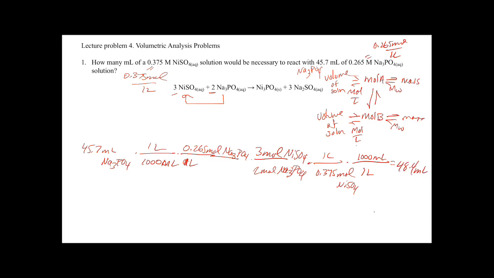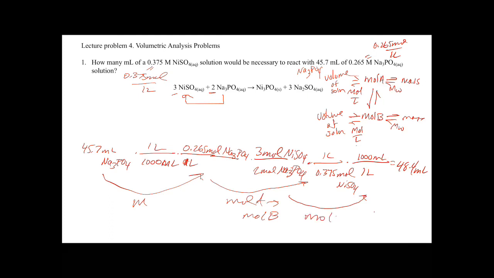So in essence, what we're doing is we're going from a volume to a number of moles. This is using the molarity. Then we're using our stoichiometric coefficients to get from moles of A to moles of B. And then finally, we're going from moles of B to a volume of B using the molarity again. So that's the idea. And in this case, this is just pure stoichiometry, except the input is a volume.